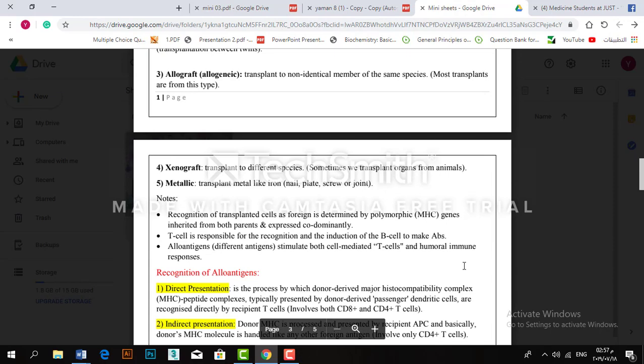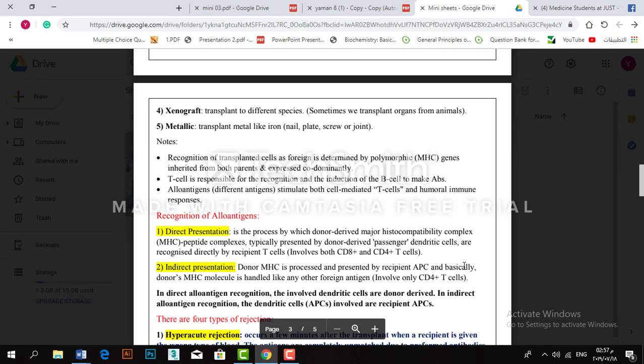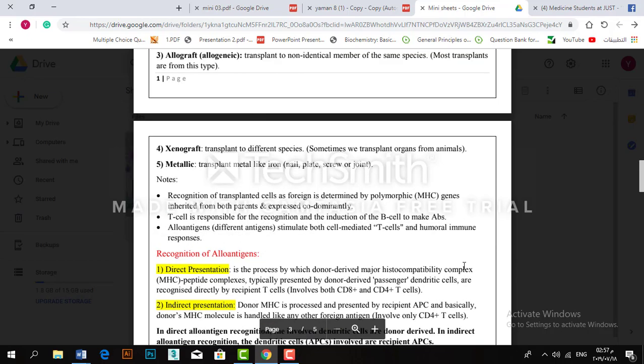Okay, let's move to xenograft, the transplant to a different species. Sometimes we transplant organs from animals. Metallic is the simplest, from its name: transplant of metal like iron, such as a nail, plate, screw or joints. But the example of a xenograft is the pig. Anatomically, the aortic valve is the same as the human one, so we can transplant this from the pig to the humans.